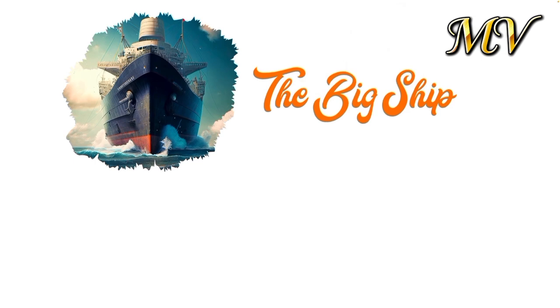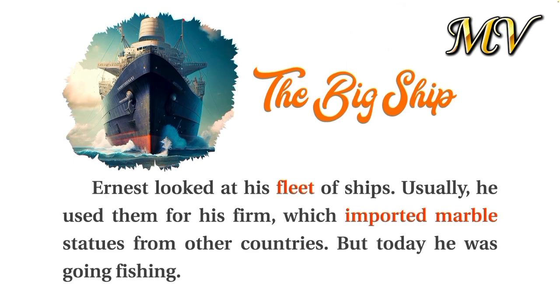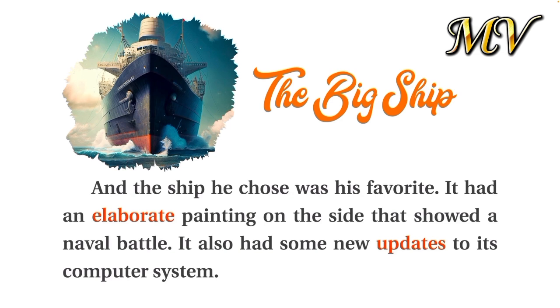The big ship. Ernest looked at his fleet of ships. Usually he used them for his firm, which imported marble statues from other countries. But today he was going fishing, and the ship he chose was his favorite. It had an elaborate painting on the side that showed a naval battle. It also had some new updates to its computer system.